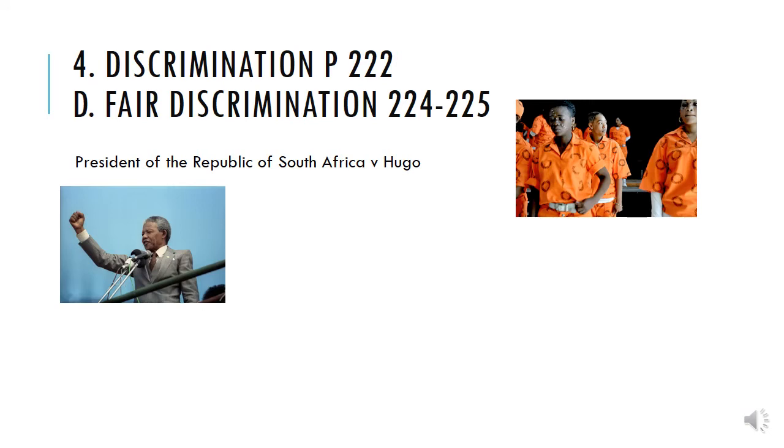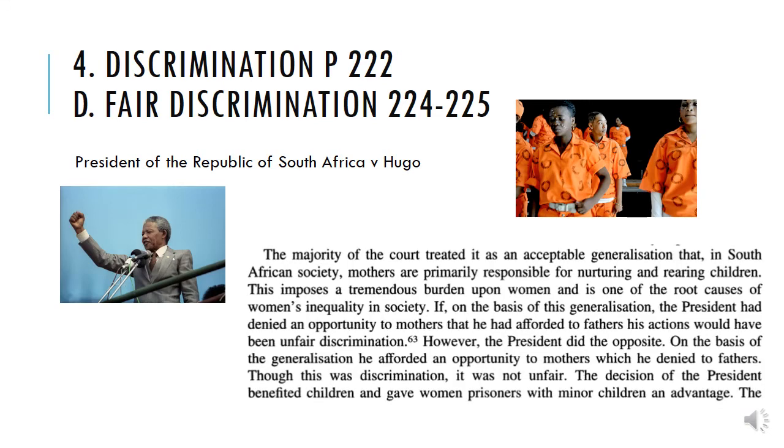So if you just look at the fact that he was discriminating based on sex, females getting preference above males, it would be unfair discrimination. But now the contrary needed to be proved. And after considering all the facts, the majority of the court treated it as an acceptable generalization that in South African society, mothers are primarily responsible for nurturing and rearing children. This imposes a tremendous burden on women and is one of the root causes of women's inequality in society. And if on the basis of this generalization, the president had denied an opportunity to mothers that he had afforded to fathers, his actions would have been unfair discrimination.